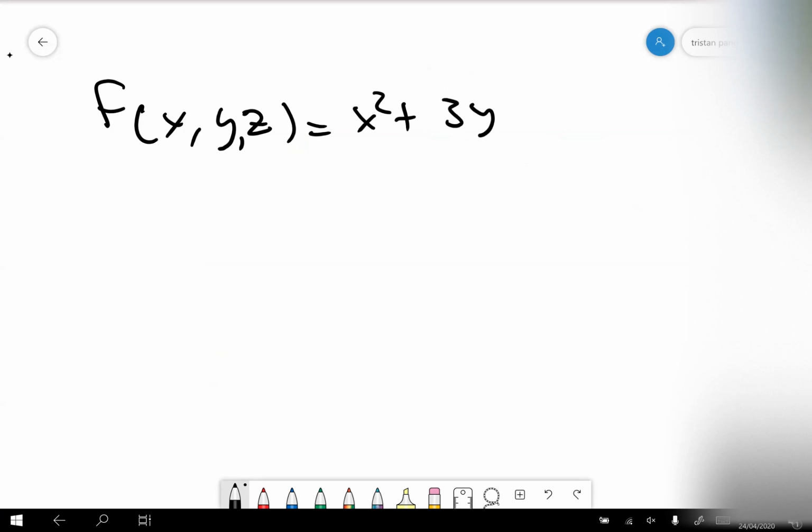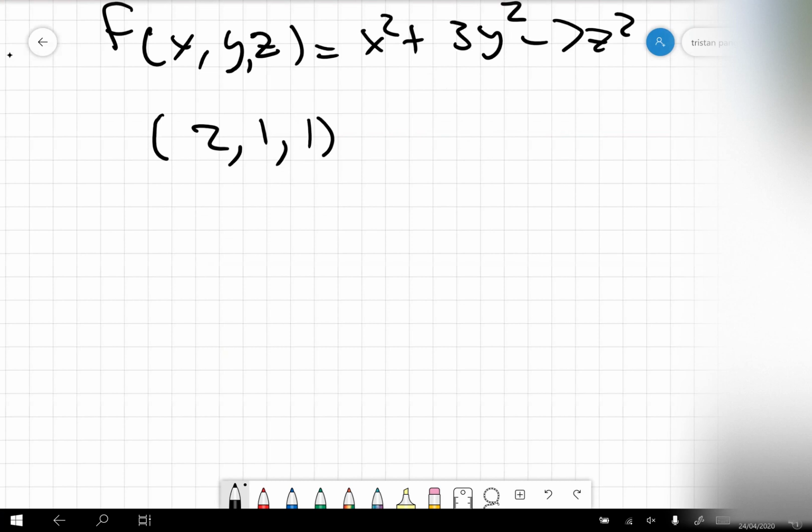So if we consider the polynomial in 3 variables, x squared plus 3y squared minus 7z squared, whether this has solutions inside the rationals, well, obviously it does. Just by guess and check, we can see that 2 and 1 is a solution. But then we can also use the Hasse-Minkowski theorem to prove it.